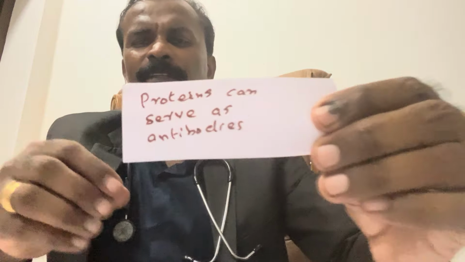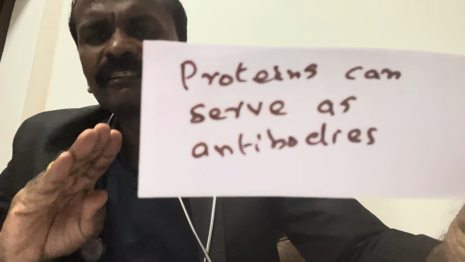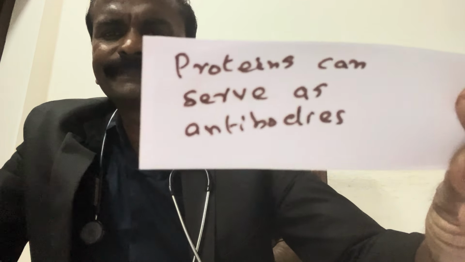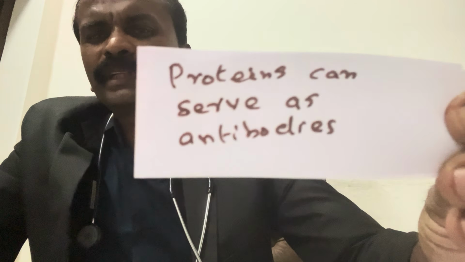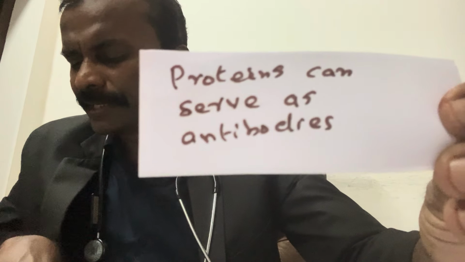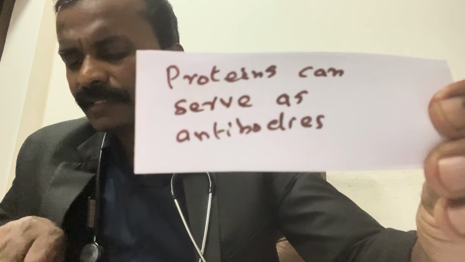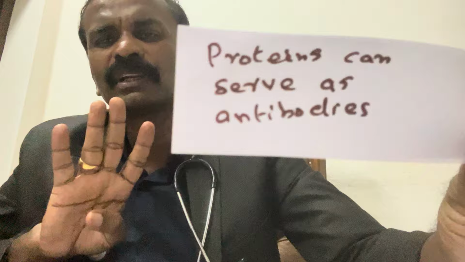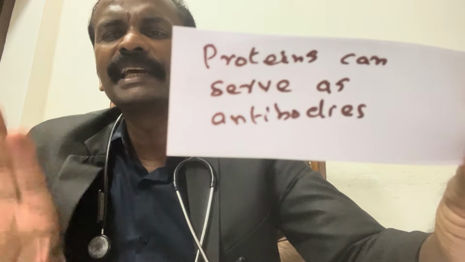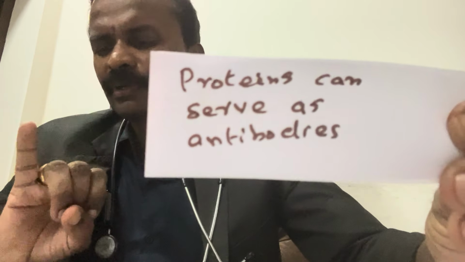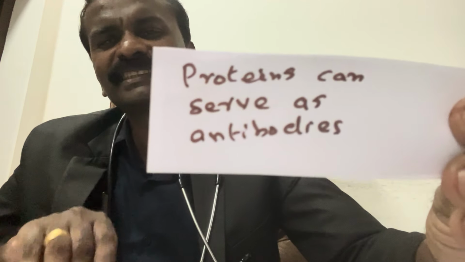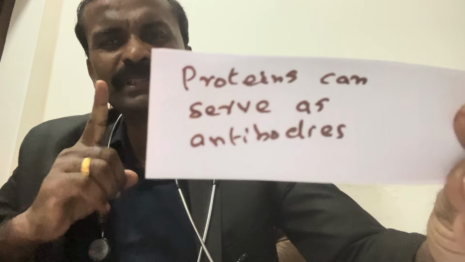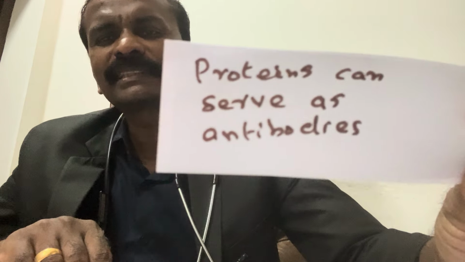This you have to answer me. Proteins serve as antibodies. True or false? They will give carbohydrate, fat, protein, fiber, some choices. Which one of the following can serve as antibodies? If you know this answer, you can shoot that. Protein act as antibodies. True or false? True. Keep it in mind. Okay, true.